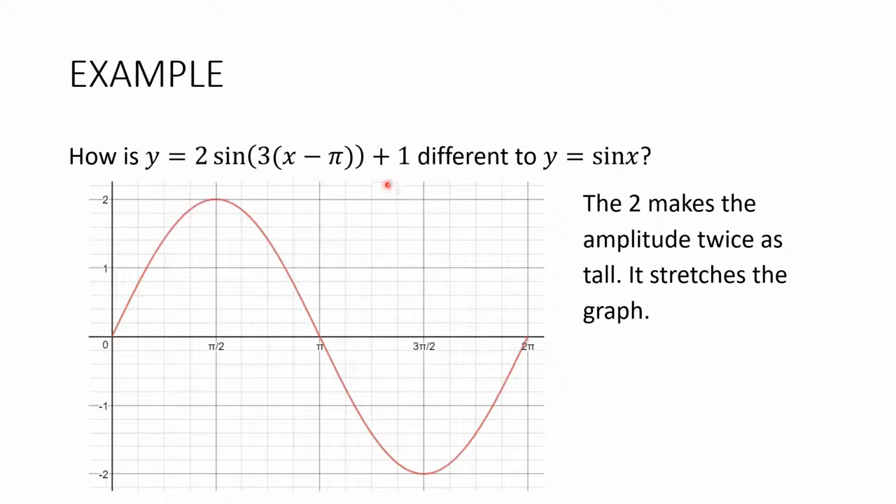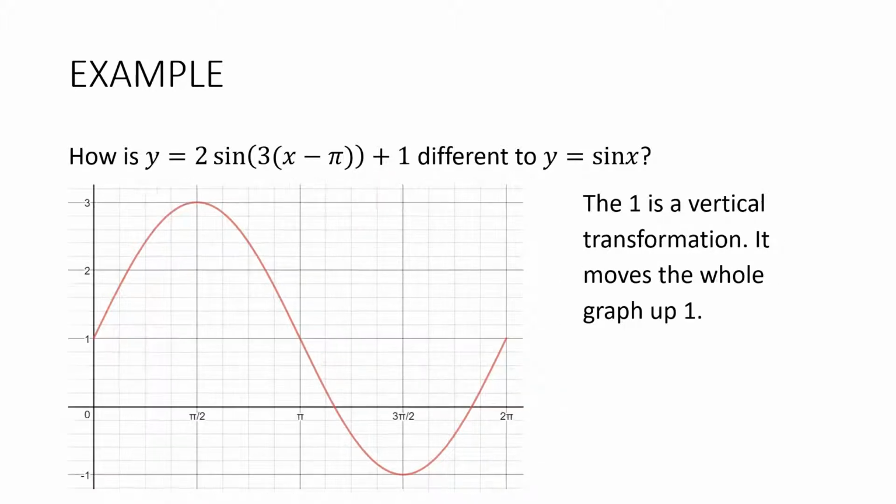Next one we're going to do is this plus 1. And that's a vertical transformation, so it's going to move the whole graph up by 1. So it was starting at 0 before, now it's starting at 1, and this has become the equilibrium position.